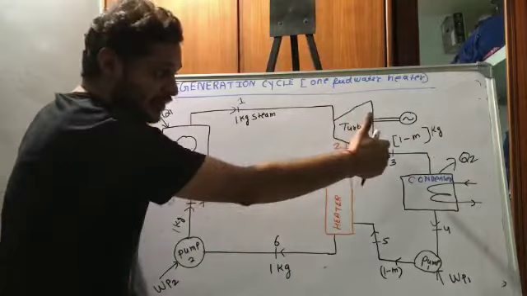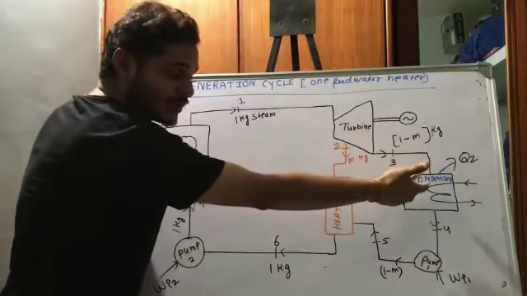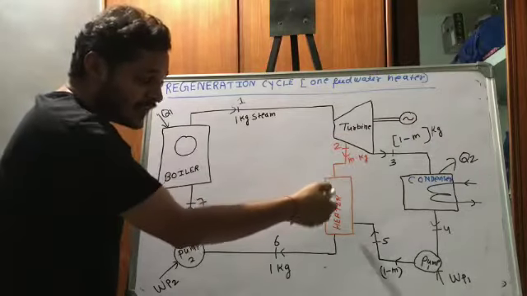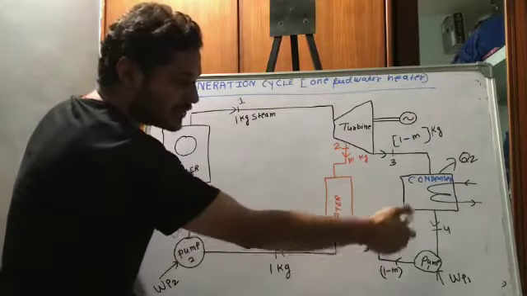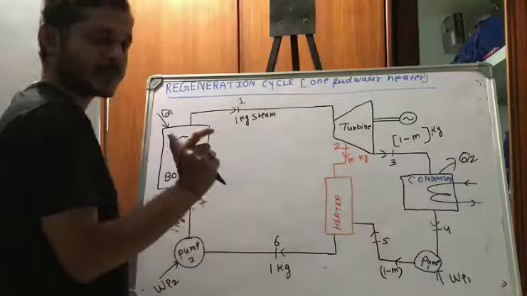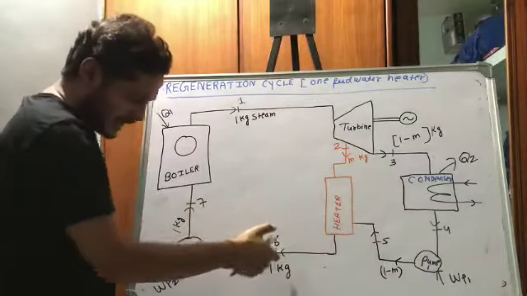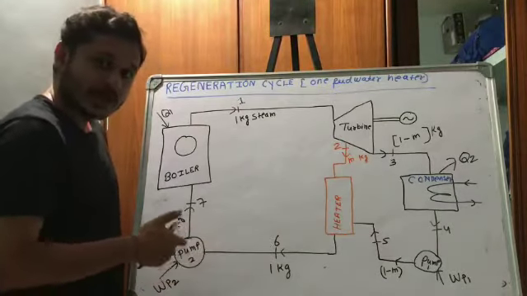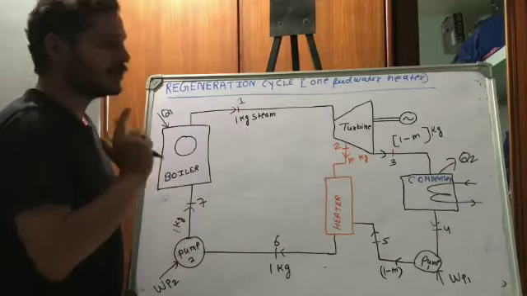Okay, so 1 minus m kg of steam will go to the condenser to reject the heat, and this m kg is reacting in this heater with this 1 minus m kg of compressed water which is coming from the pump. Okay, and both are meeting here and it is becoming 1 kg again here, and this 1 kg is going to pump 2, and this pump is pumping into the boiler.